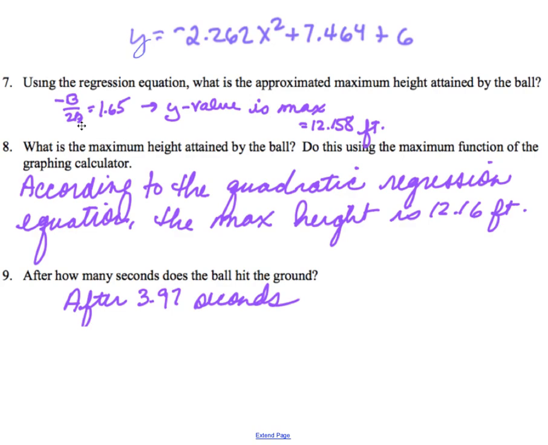So, here's what I did. To find the maximum height attained by the ball, I used opposite b over 2a, and I got 1.65. My y value I got by plugging that into my equation, and I got 12.158. I wrote, according to the quadratic regression equation, the maximum height is 12.16. I rounded differently. Number 9, after how many seconds does the ball hit the ground? I set it equal to 0, and I solved.